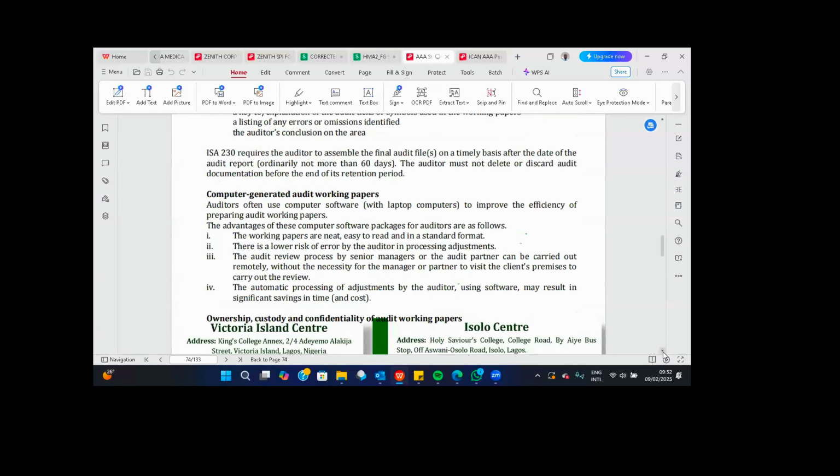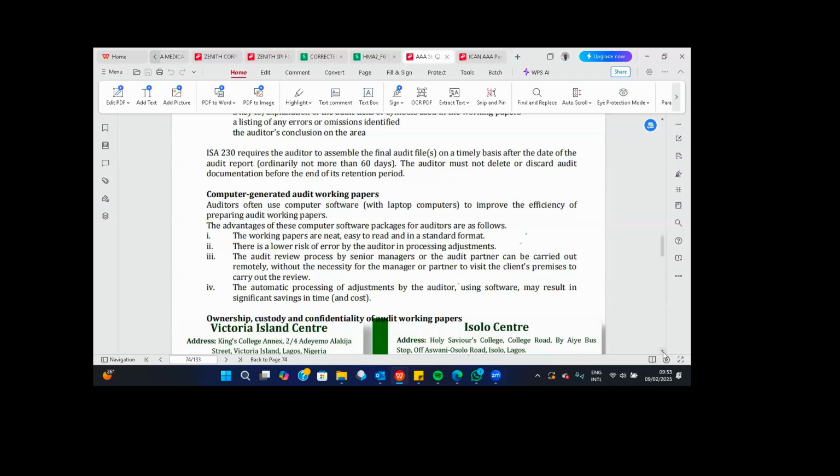Now, like I said, all this working paper now, I said it earlier, it has become what? Digitized. It's now in electronic format. Okay? Because they are in electronic format, it has improved the efficiency of preparing audit working papers. So what are the advantages of the computer-generated audit working papers for the auditor? One, the audit working papers are now neater, easier to read, and in a standardized format. Before now, the audit working paper used to be very rough and dirty because it would be handled by many people. But now, since everything is on the system, it appears to be what? Well presented, neater, and easy to read.